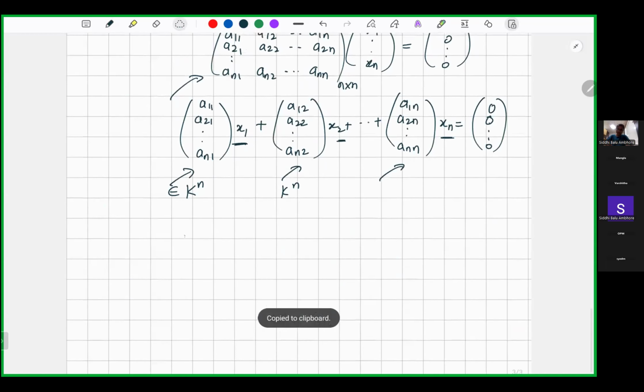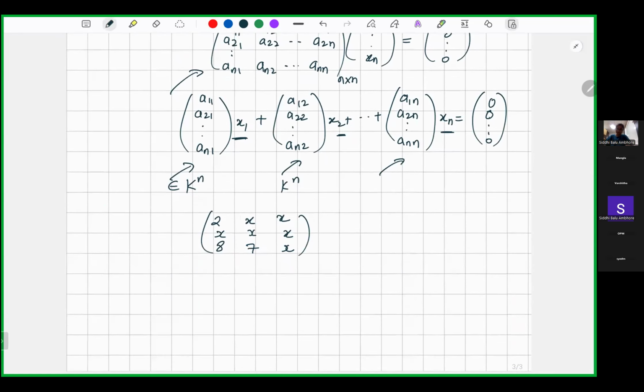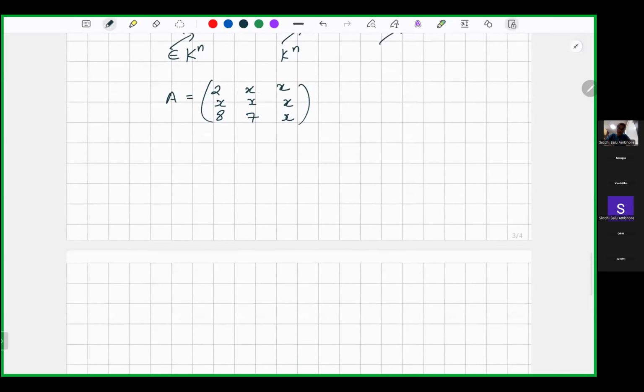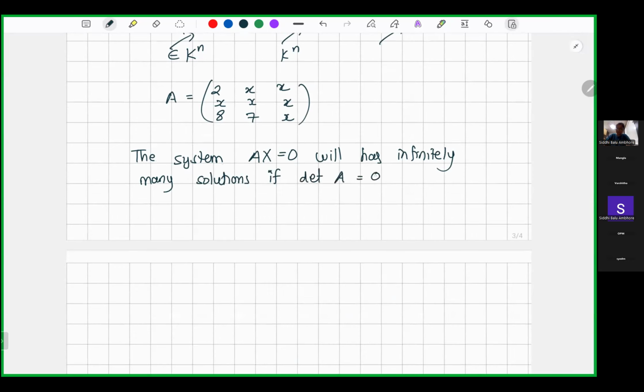This is my x. Okay. And what we are going to do is we are going to find the determinant of x. So this is my A, and the system AX is equal to 0 will have infinitely many solutions if determinant of A is 0.